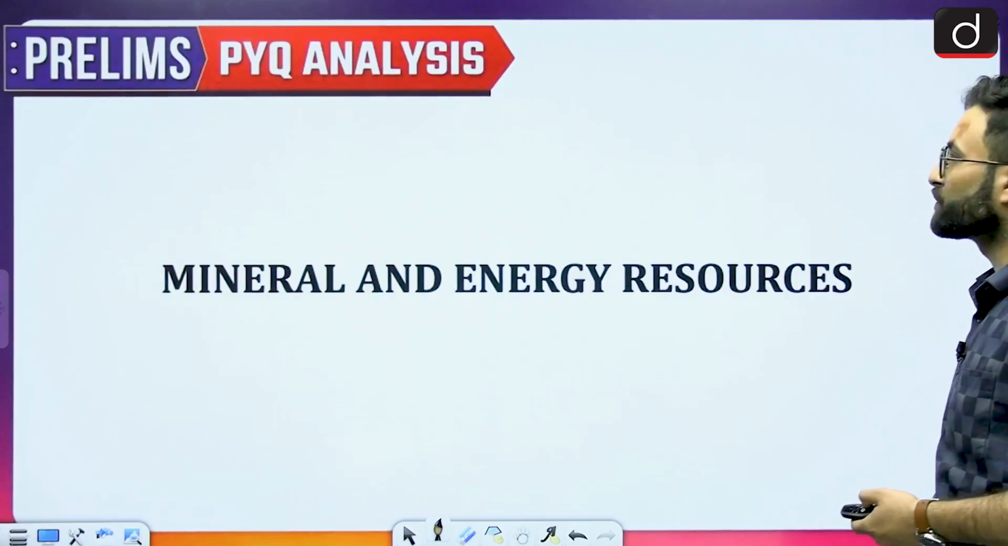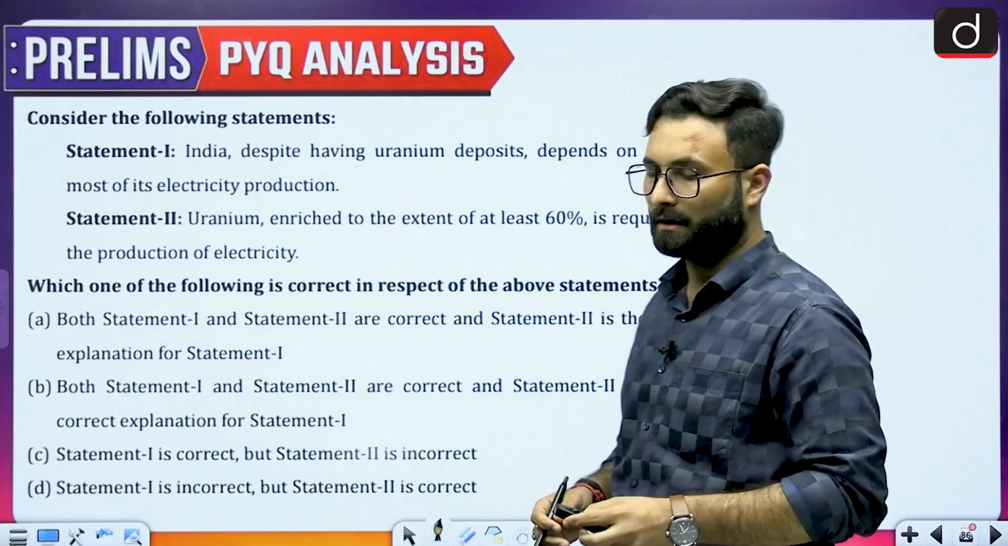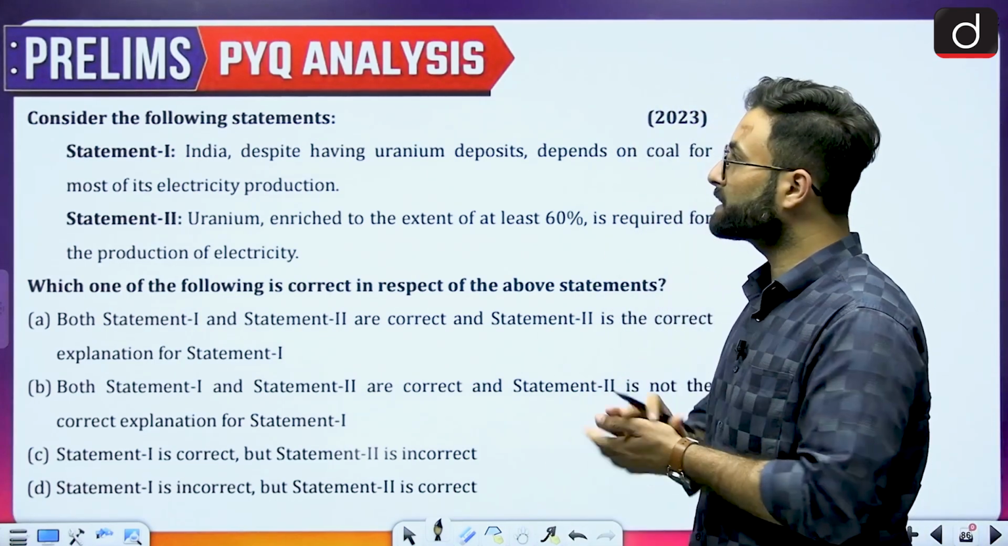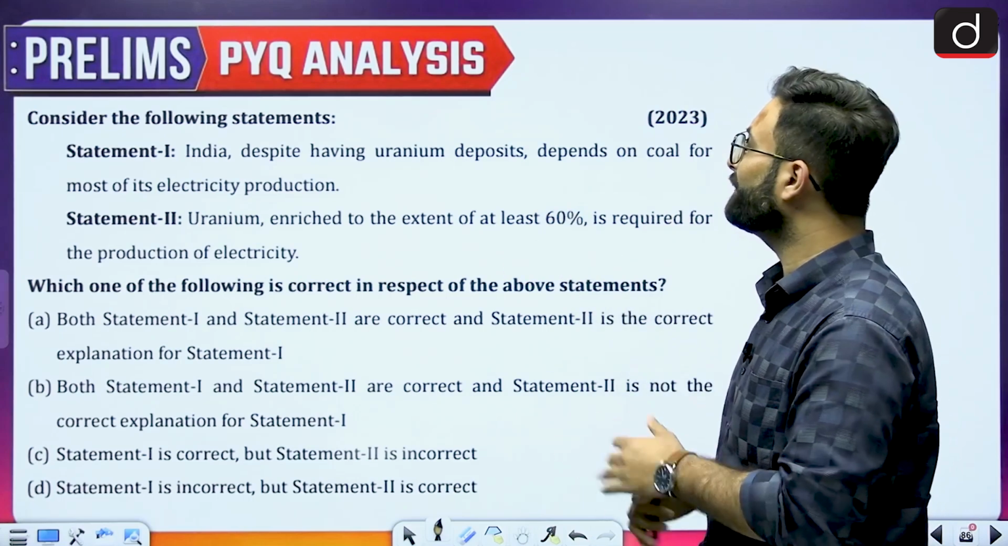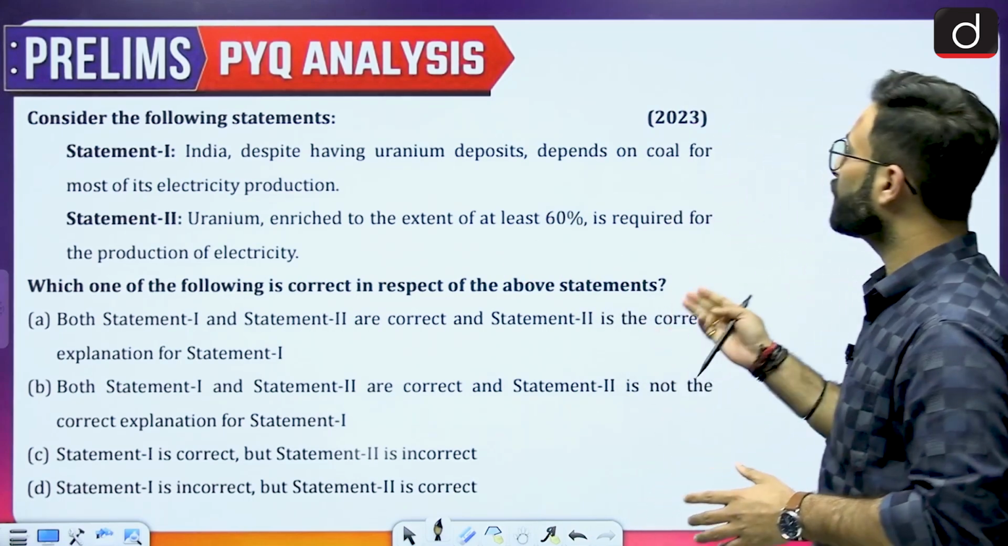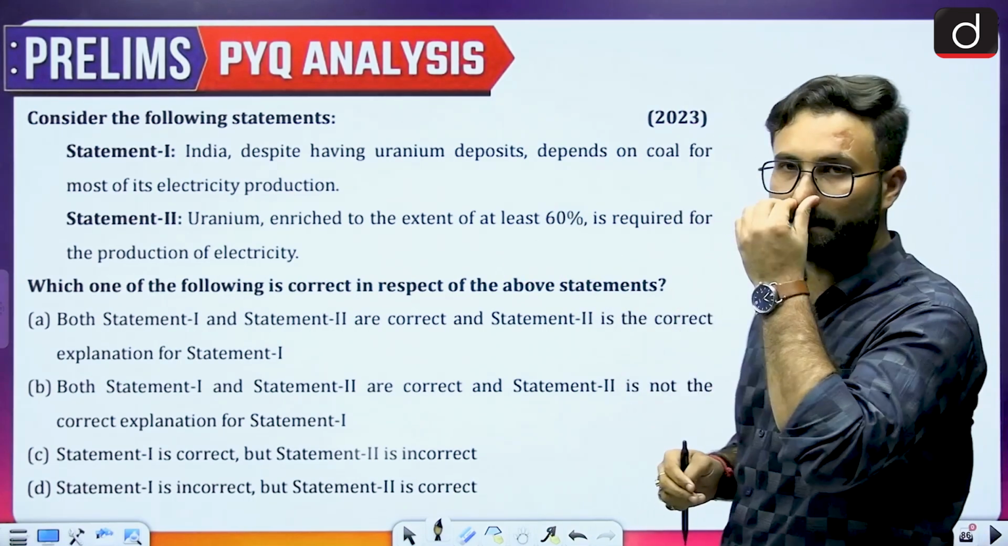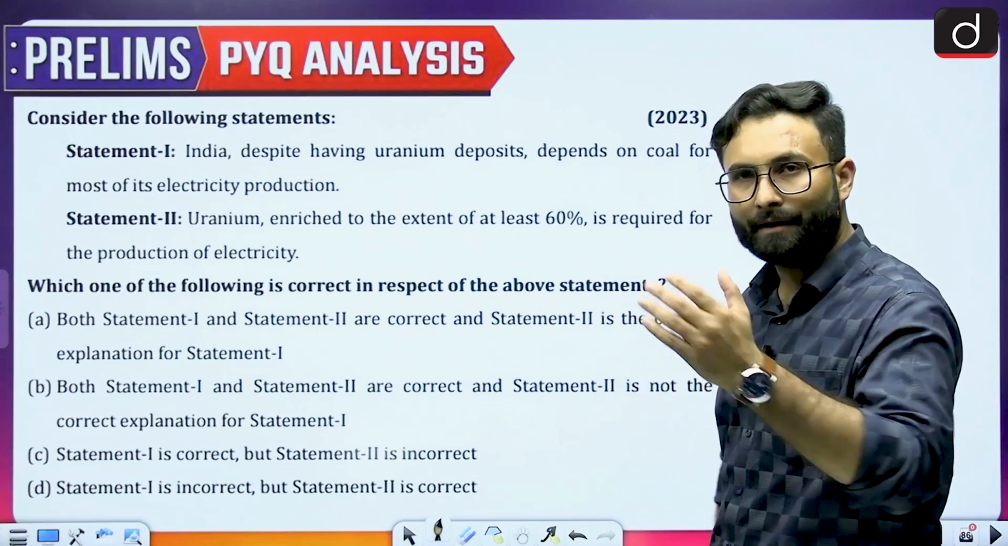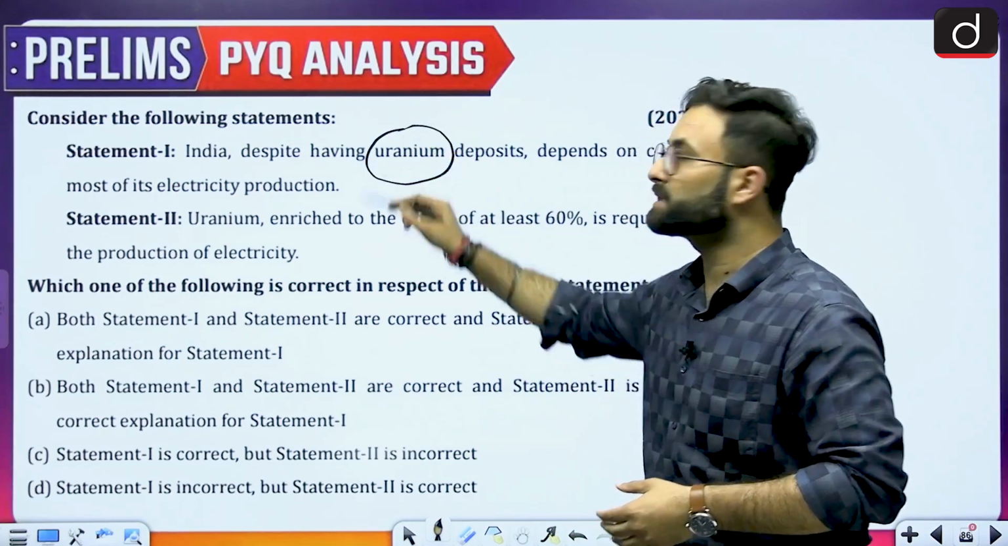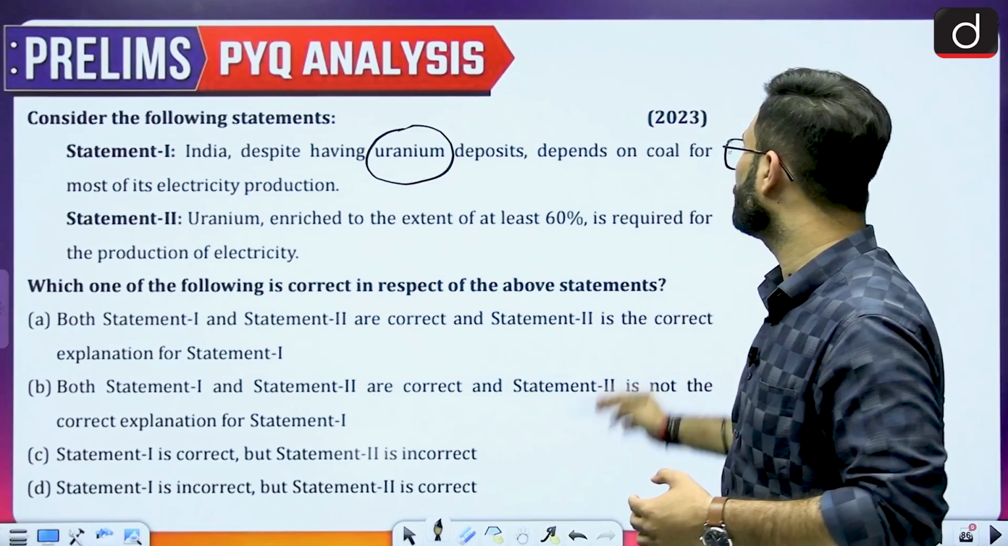Mineral and energy resources over here. So let's see question number 1. Consider the following statements: India, despite having uranium deposits, depends on coal for most of its electricity production. That is correct, because despite having uranium deposits, we are not able to extract it yet. So we are depending on coal.